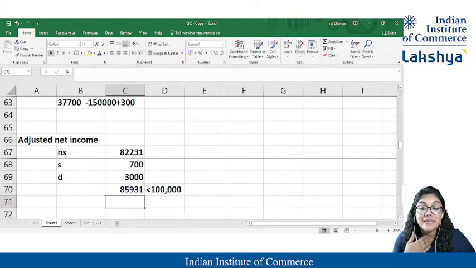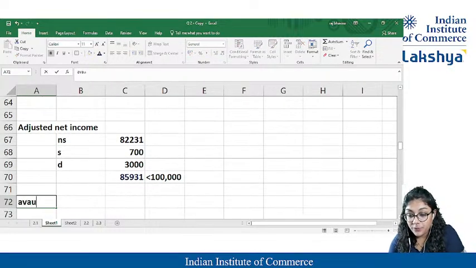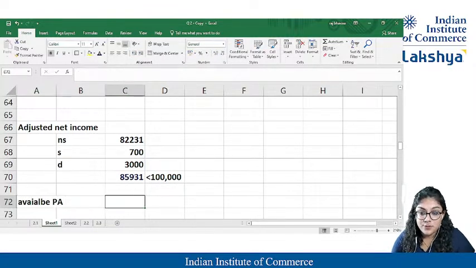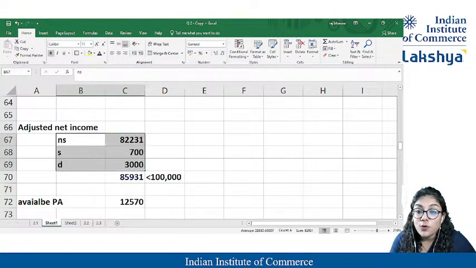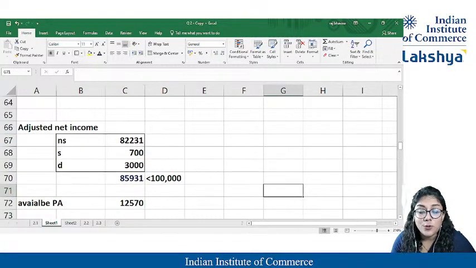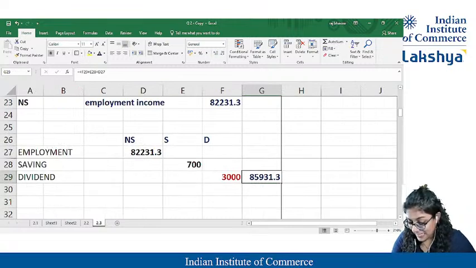So I will be available with a personal allowance of the full 12,570. Again, on what should I first reduce that? We know this hierarchy cannot be changed. Guys, this hierarchy cannot be changed. Okay, so let us go ahead and write over here.